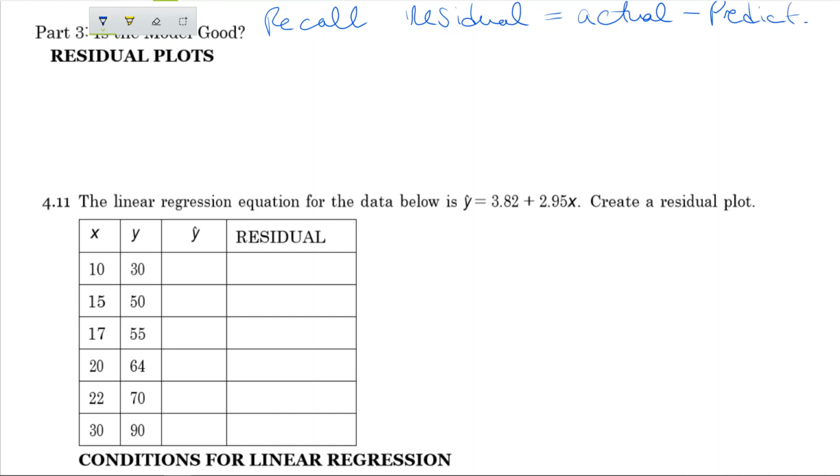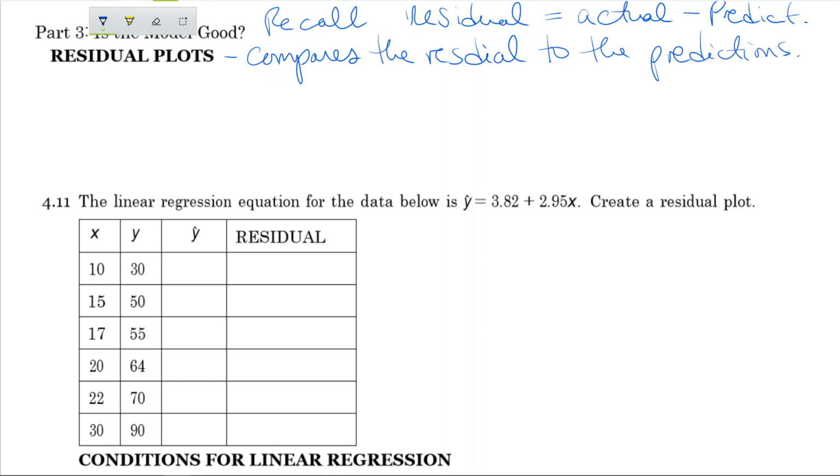Now that's great if you're just looking at one value, but we want to do it for all the data. So what we're going to do is graph those. When it comes to residual plots, we're going to compare the residual to the fits, the predictions. What we want to see in a residual plot is a good balance of error. By that I mean some of your data is negative, some of it's positive, and there's no real pattern to it.